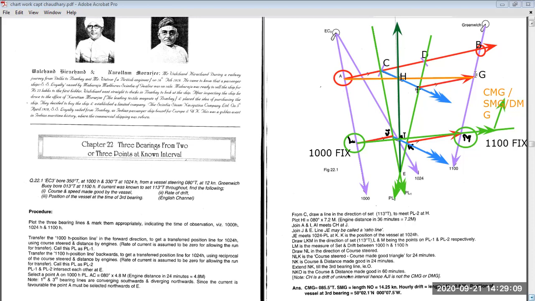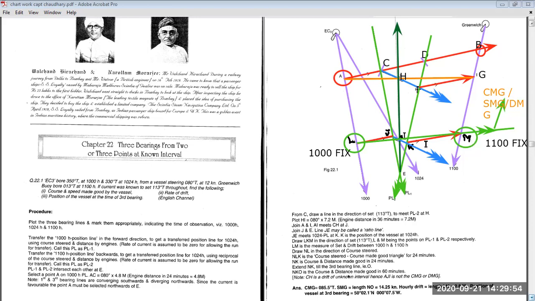From F, we draw the course to steer. Wherever it cuts the third PL, that is point G. From G and A, we join, and wherever it cuts the CF set line, that is point H. We join E and H, and wherever it cuts the second PL, the 1024 PL, that is point I. From I, we transfer the set, JK. Wherever it cuts the first PL, we mark J, and wherever it cuts the third PL, the 1100 PL, we mark K. From K, we draw the course to steer, from the third transferred PL to the third PL, and wherever it cuts, point M, that is our 1100 fix. That's what we are asked in the question.